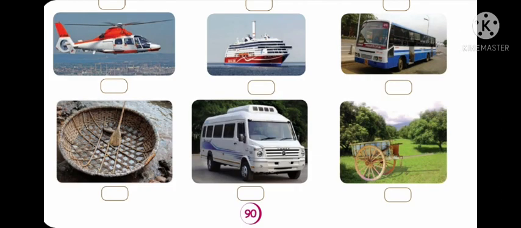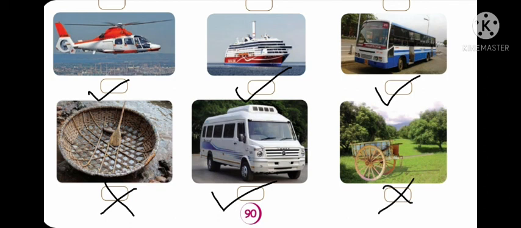The next one is helicopter. This one also uses fuel. And the next picture is ship. Ship also uses fuel. And next one is bus. Bus also uses fuel. The next one is coracle. This doesn't use any fuel. The next one is ambulance. This also uses fuel. And the last picture is cart. This one doesn't use fuel.